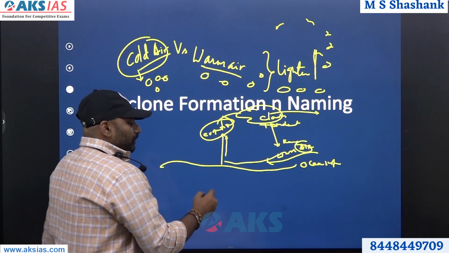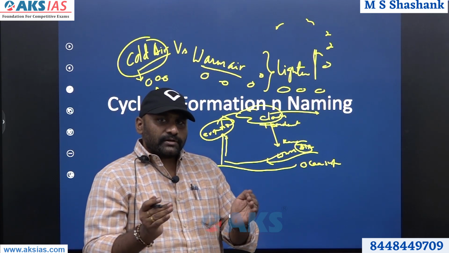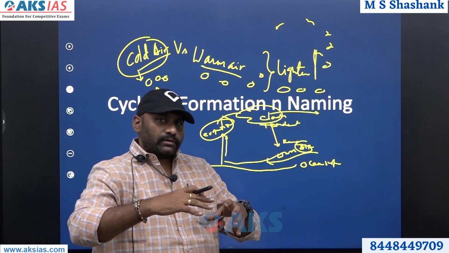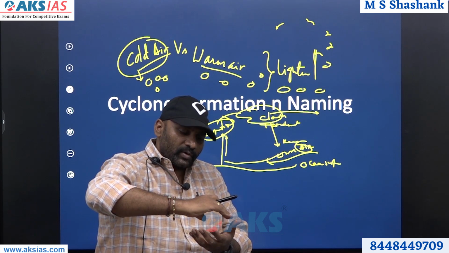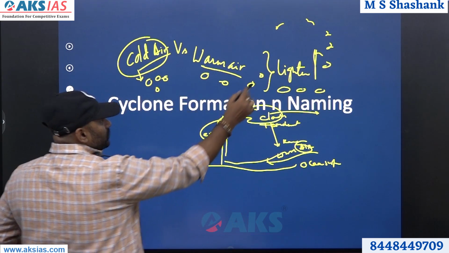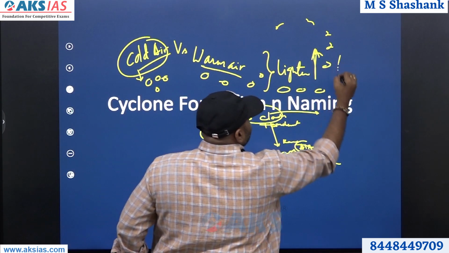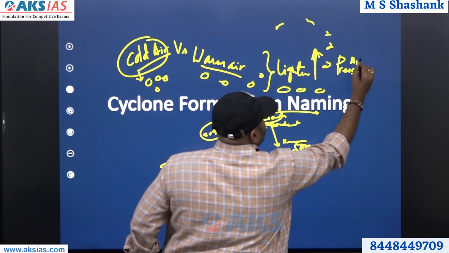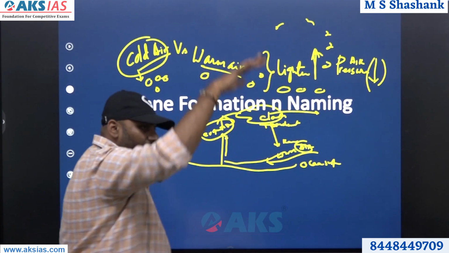When it moves up, what happens is, see, what do you mean by air pressure? More air pressure means the pressure of the air is more. That means more molecules are coming inside, so pressure increases. Once the molecules are going away, the pressure decreases. So because of this upward movement, the air pressure decreases.